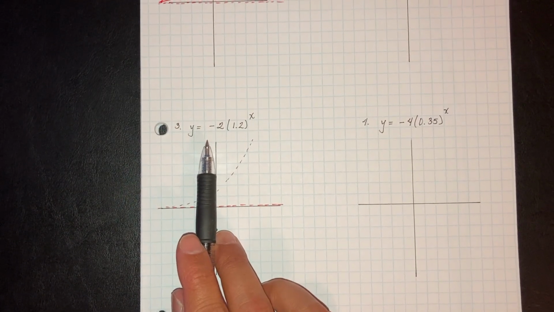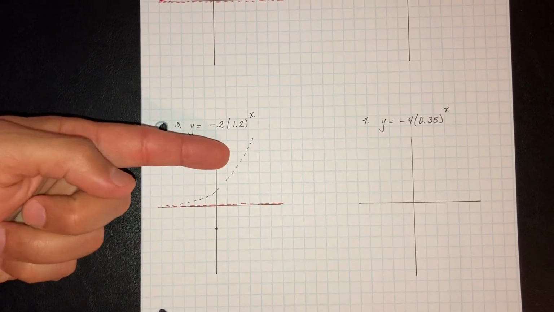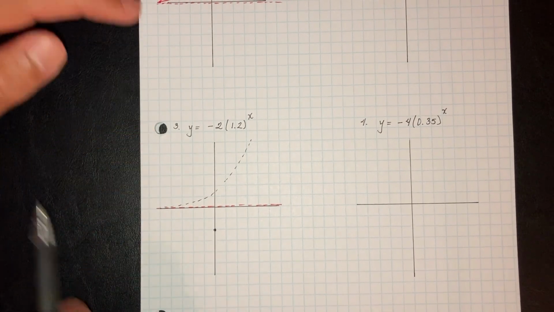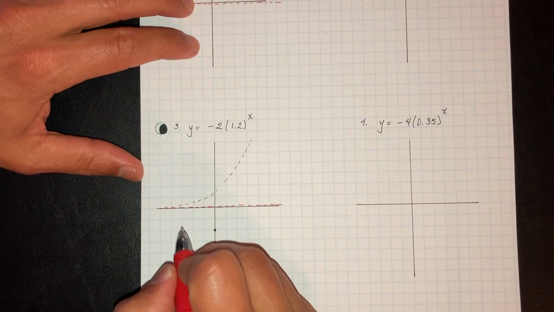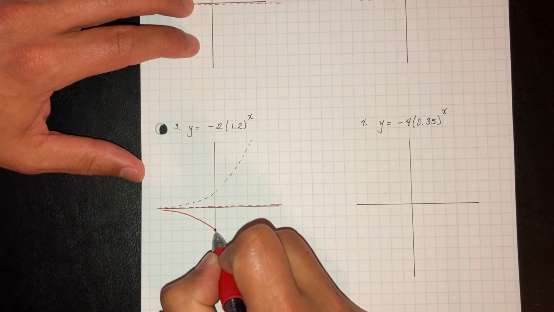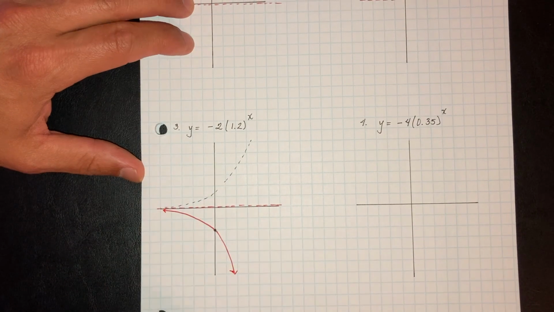It makes it reflect. Remember, that negative makes it reflect. So this guy's going to actually reflect downward because that negative is going to flip downward. So what is that going to look like? Well, we're going to still have that asymptote. It's just going to flip downward and pass through that point right there. Something like that. And there it is.